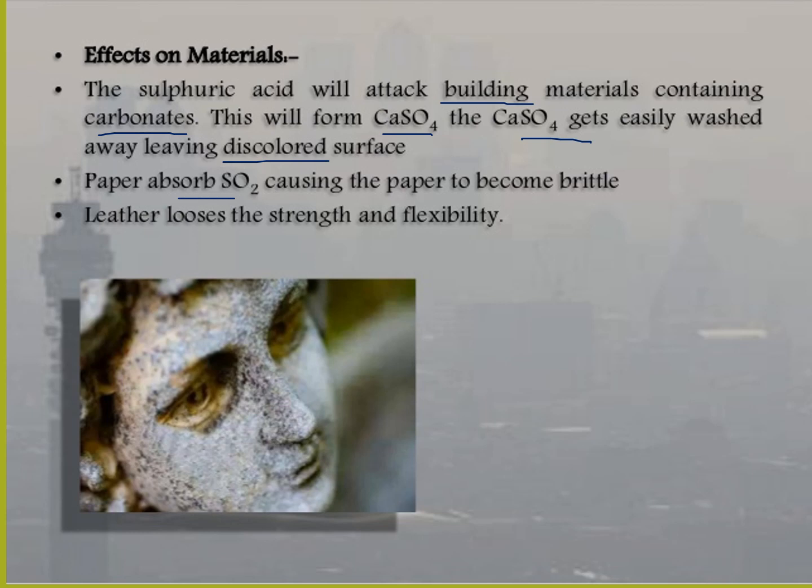Then paper absorbs SO2, causing the paper to become brittle, so that brittle paper may be due to the effect of SO2. Then leather loses strength and flexibility. So there are many effects observed on materials also, that are generally termed economic effects.